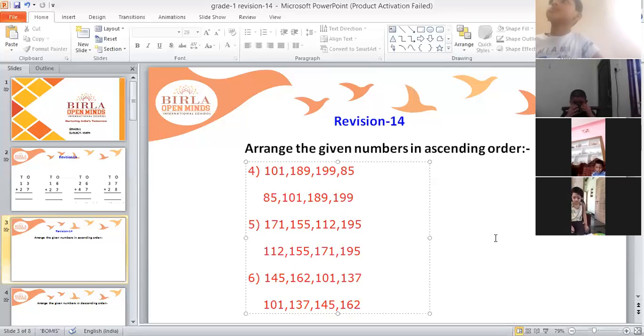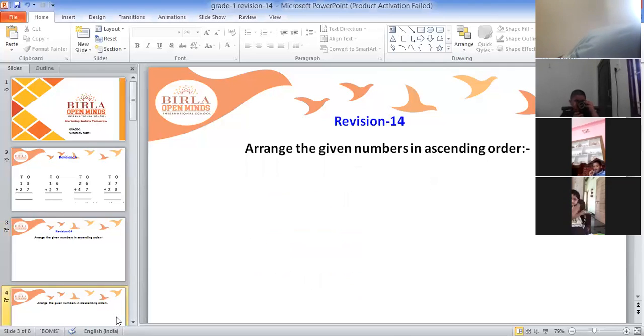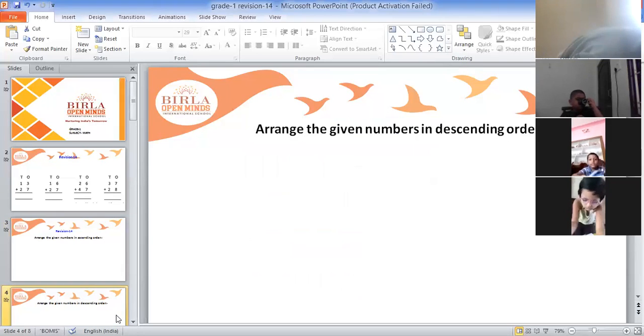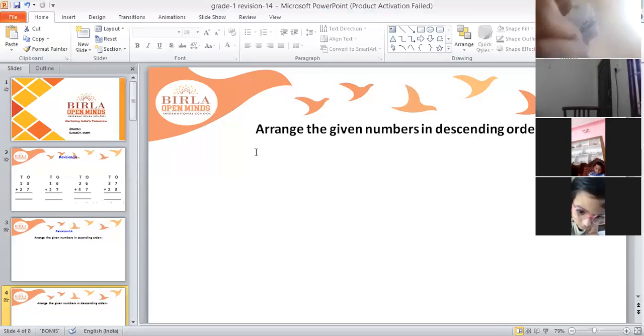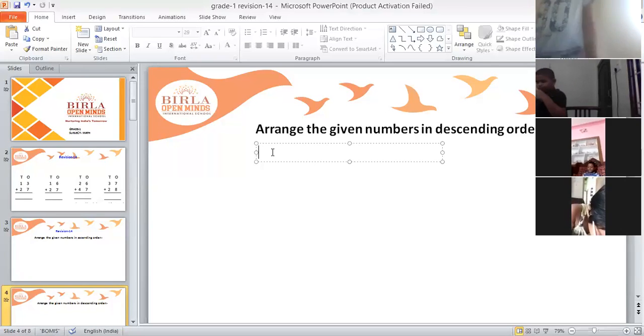Yes, children, now I'm clearing all this. Okay, now write down, children, you have to write this on a new page. Arrange the given numbers in descending order. Descending order means you have to arrange numbers from big to small.